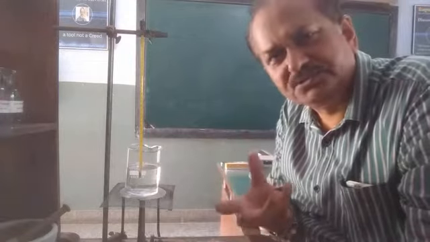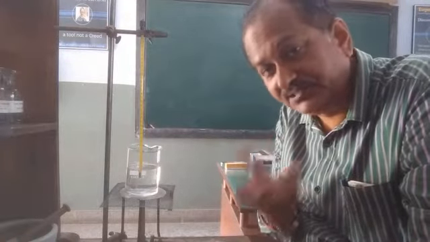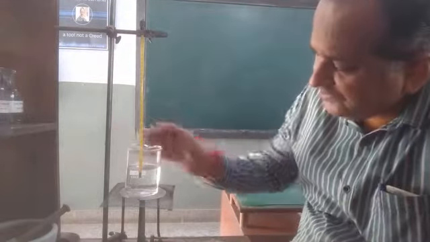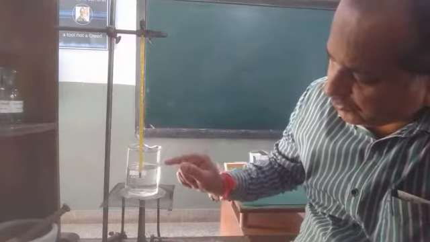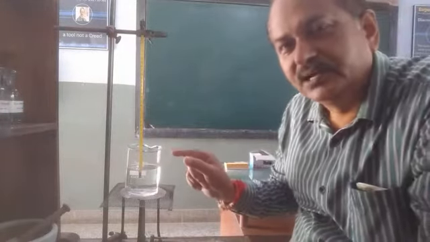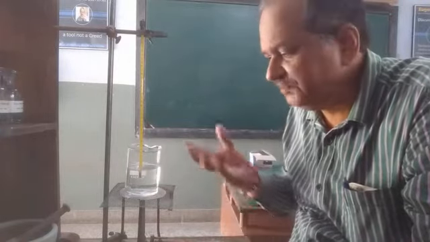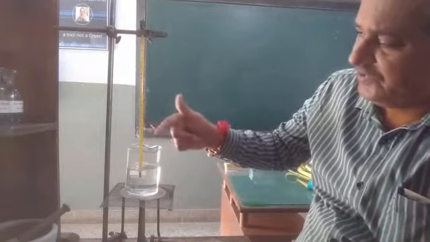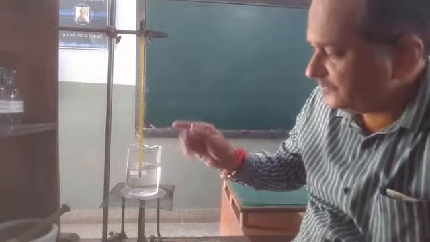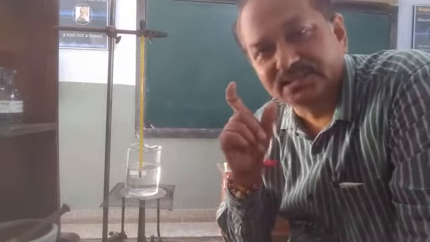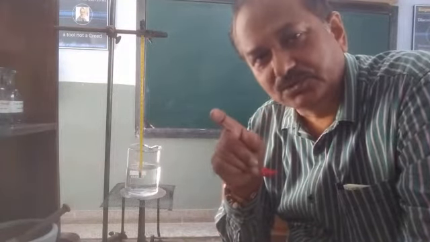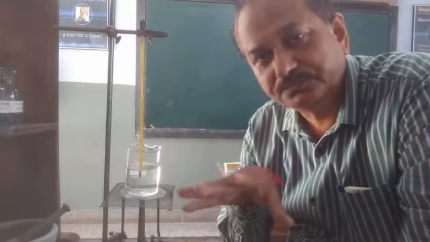Now you can see, the vapors are coming. It's not a cold season, it's quite hot. You can see the vapors are coming occasionally. As it is hot, vapors are formed. See the vapors are coming, and this indicates that water is going to boil very soon.